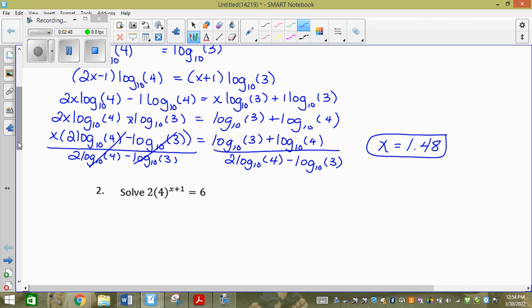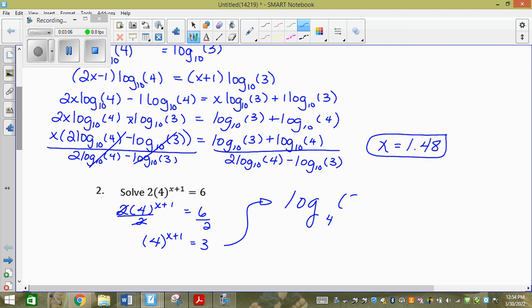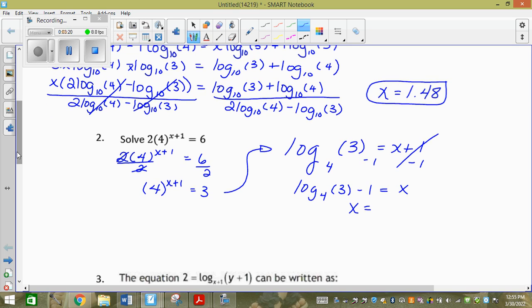So what am I going to have to do? Divide the 2 over. And I rewrite the equation. I don't work out of the question. So I divide by 2. 4 to the x plus 1 equals 3. Then I can convert. Base of my exponent becomes base of my log. So I get log base 4 of 3 equals x plus 1, subtract 1. Log base 4 of 3 minus 1 equals x. What is x equal to 2 decimal places? What did you get? 0.21. We agree?